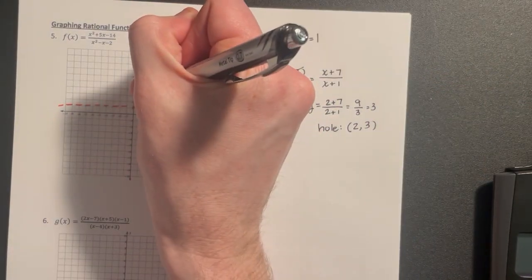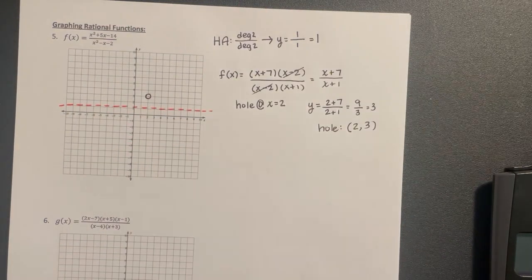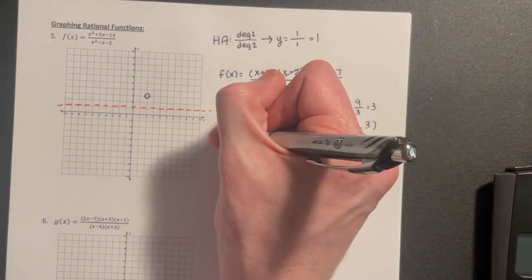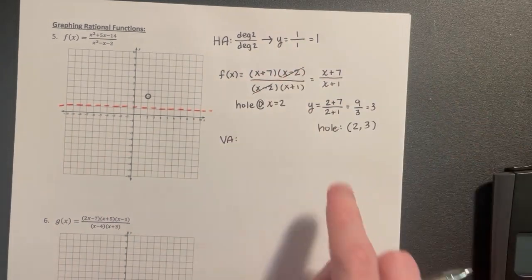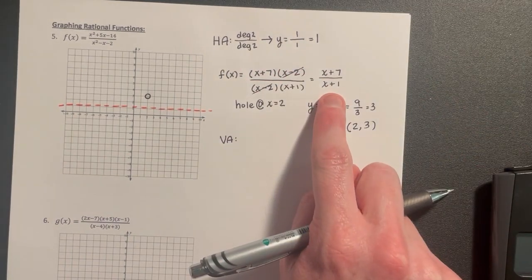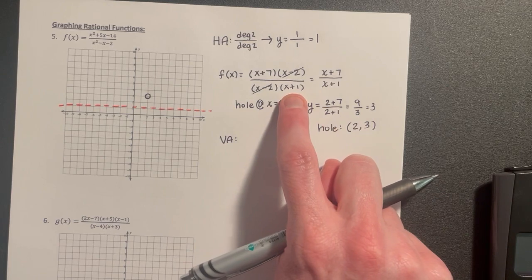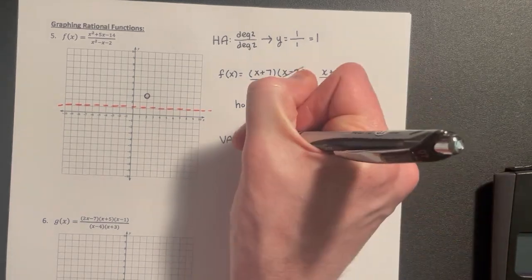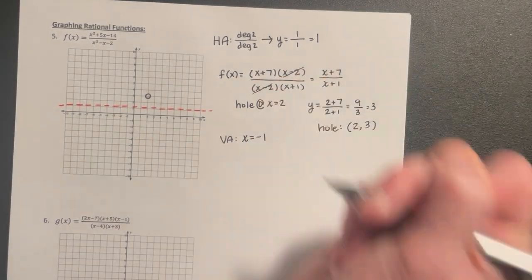In this graph, you just want to make an open circle at that point 2, 3. The vertical asymptote is coming from the denominator, and we see that x plus 1 is the only factor left in the denominator, so the vertical asymptote is at negative 1.